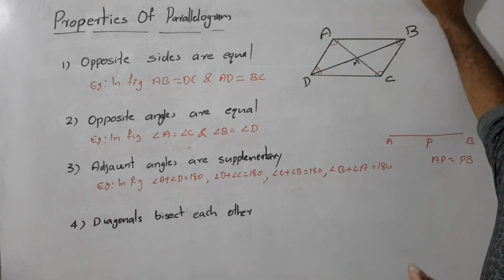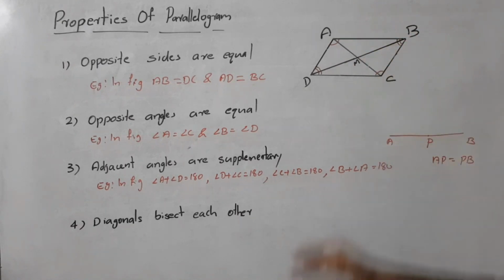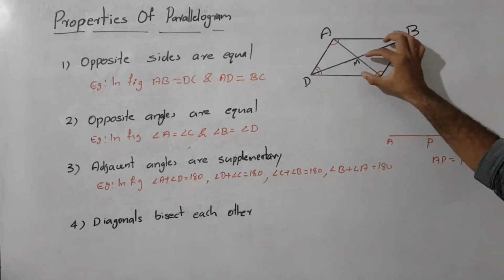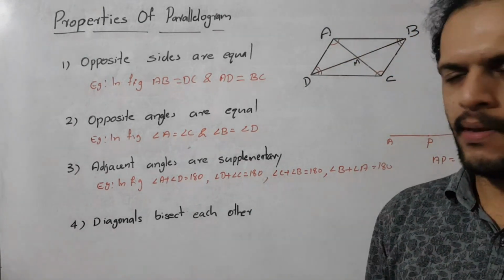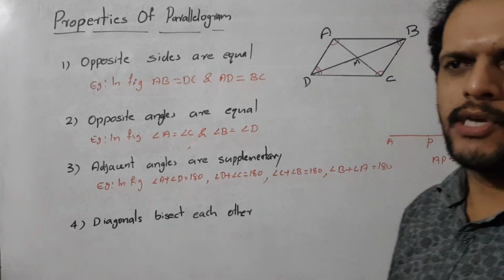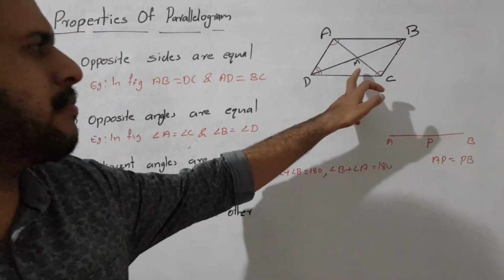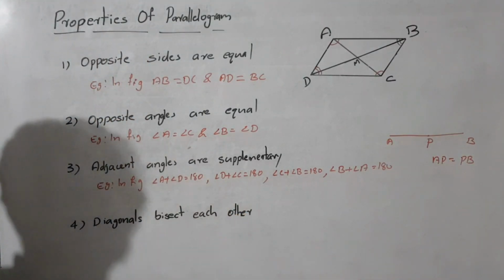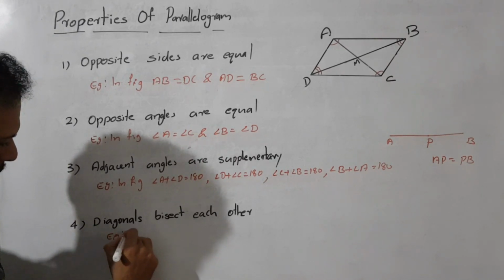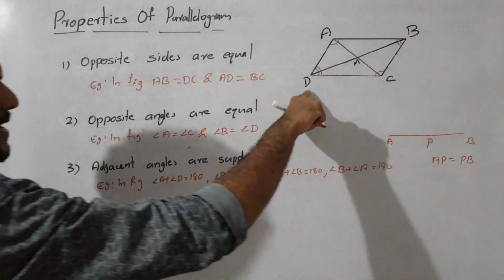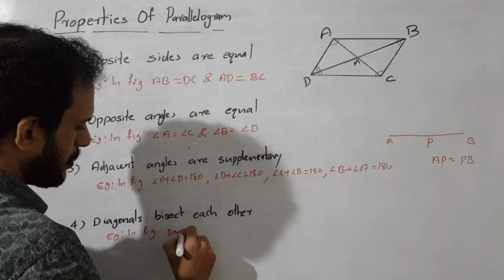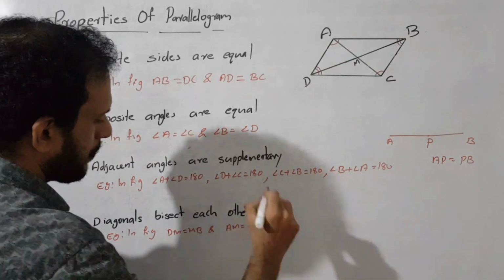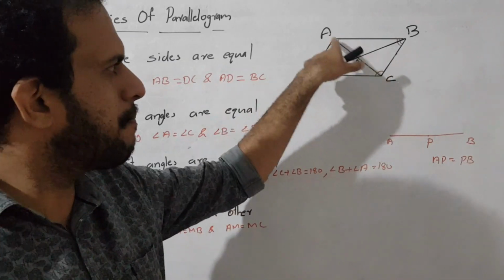Generalizing the idea: the diagonals bisect each other means the meeting point is the midpoint of both diagonals. Clear? M is the midpoint of both the diagonals AC and DB. In the figure, what do we get? DM is equal to MB, and AM is equal to MC.